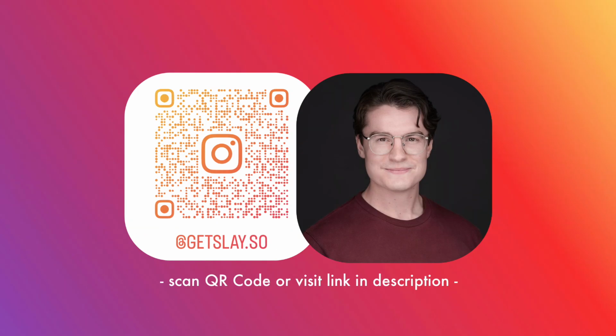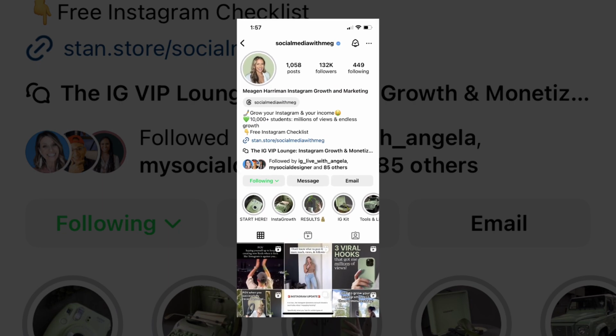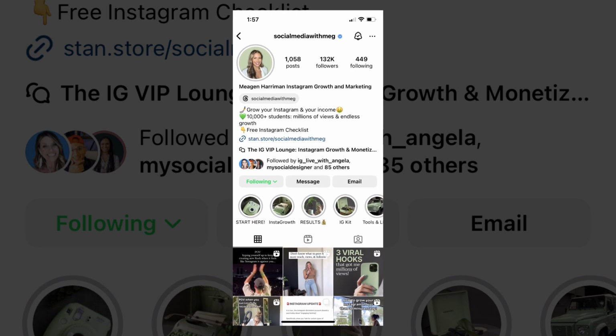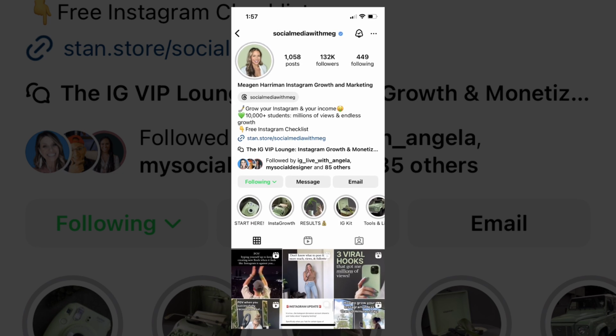Second tip, I would say, kind of getting into the same lane as what Ken said: get stupid clear on your Instagram bio and really nail down how direct and clear that is. And there's a pattern, Meg, you do this really well on your Instagram bio, which is: speak to the aspiration of your follower, back it up with some hard numbers, and then jump into a CTA. So with Megan, it's "grow your Instagram and your income." That's line one. "10,000 plus students, millions of views, and endless growth." So she's backing up with hard numbers. And then a free Instagram checklist, pointing down at the URL.